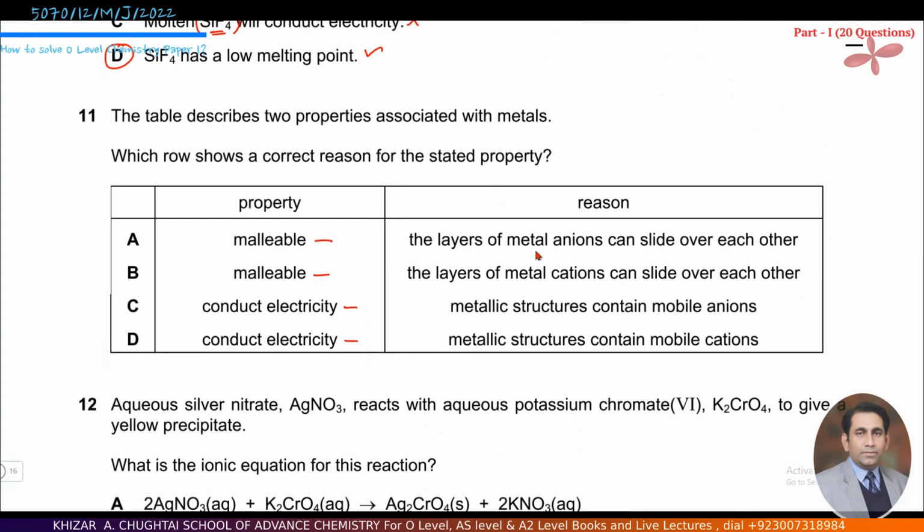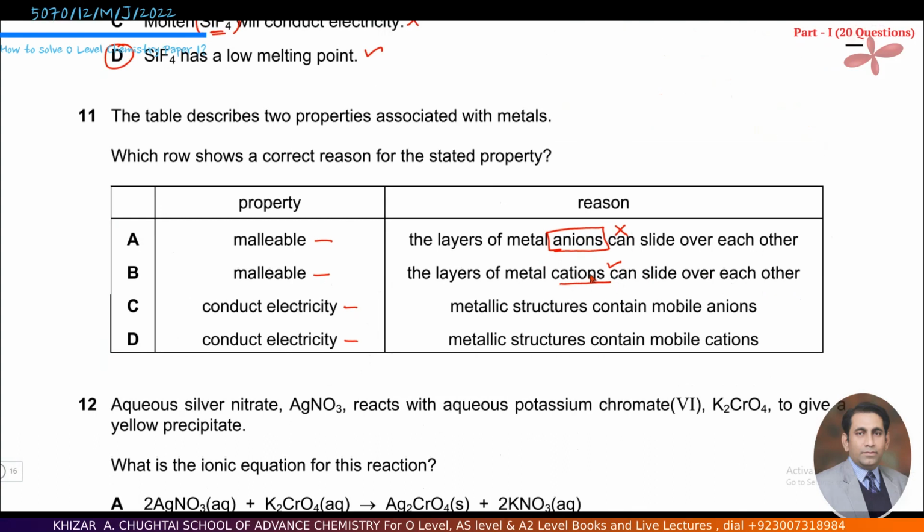The reason is that the layers of the metal ions can slide over each other. Layers of metal anions? No, there are no layers of metal anions, so it's incorrect. The next one is malleability. The layers of metal cations can slide.